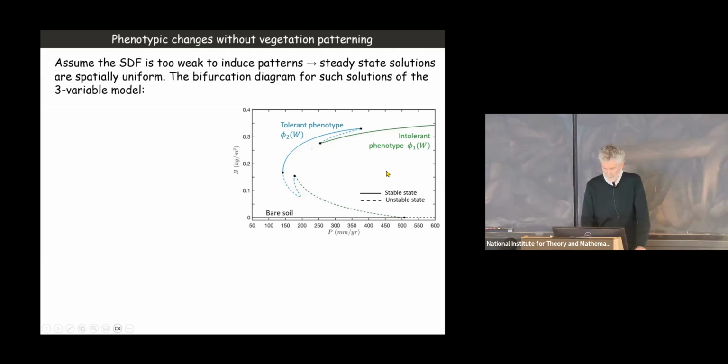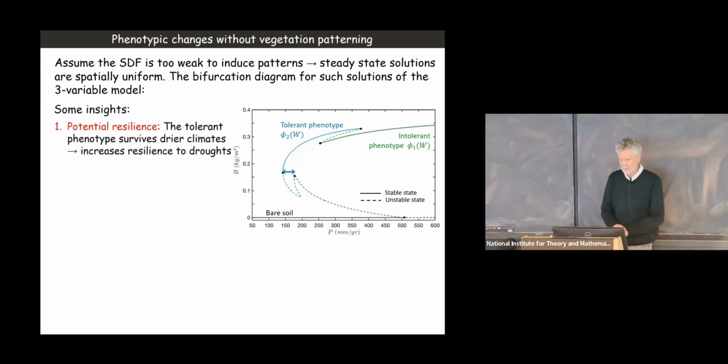So we have the bare soil solution, which becomes unstable at some precipitation. We have the intolerant phenotype that disappears here in the saddle-node bifurcation, and the tolerant phenotype. And there are a few insights that this bifurcation diagram tells us. First, potential resilience. We see the tolerant phenotype extends to lower precipitation than the intolerant one.